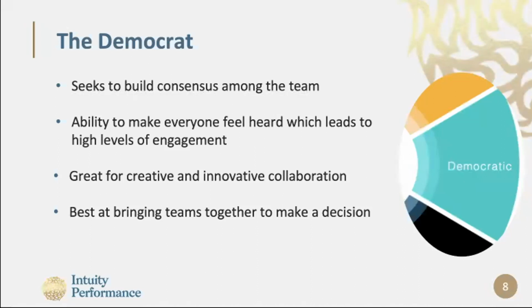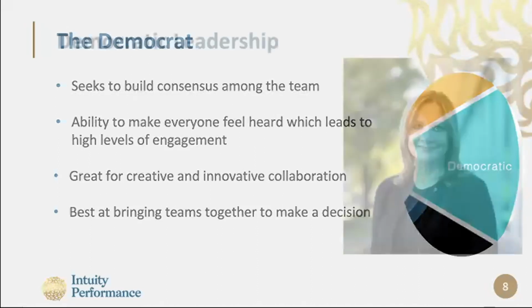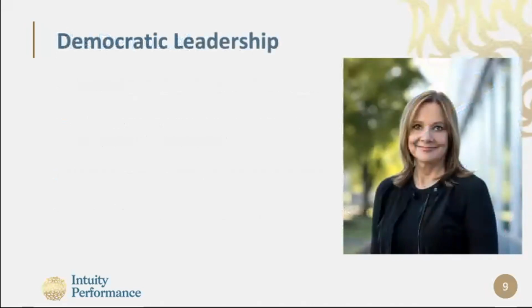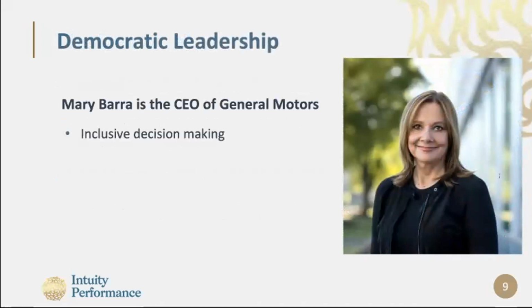And I will share an example of a democratic leader who is Mary Barra. So she's the CEO of General Motors and has demonstrated the elements of democratic leadership in a number of ways. One is she emphasizes the importance of inclusive decision-making processes. So she's encouraged open dialogue, active participation from employees across all levels of the organization. And this approach allows for diverse perspectives to be considered and fosters that collaboration and shared decision-making.